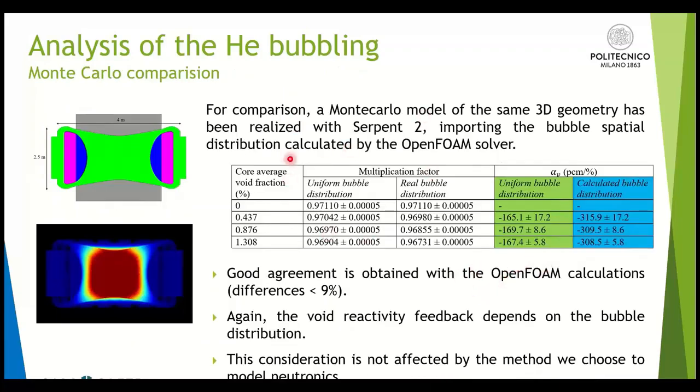And this approach has also been used in order to provide Monte Carlo simulation with the real distribution of the system. And actually, we have seen that more or less the effect is the same, even if we are calculating the effect through a Monte Carlo code instead of our diffusion or SP3 solver. So this is just one example of what we can extract or obtain from our multiphysics tool.